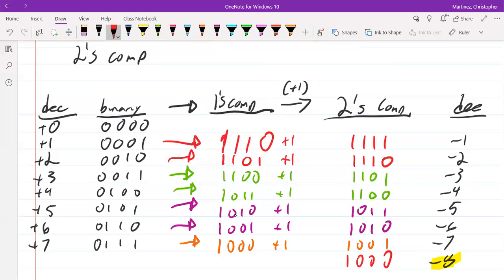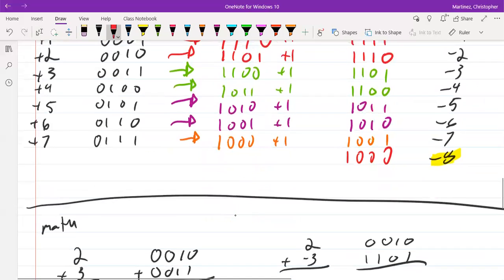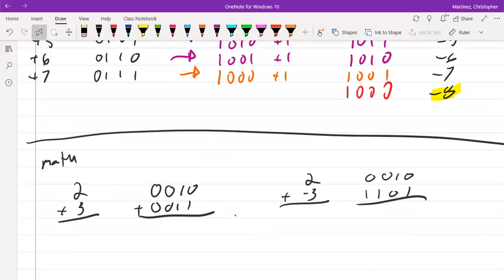No matter how many bits you go, let's say we went to 5 bits, the extra digit you're going to have will always be that 1, 0, 0, 0, 0. That first one and all zeros is always going to be your extra digit. All right, so let's do some math operations. That was the reason why we wanted to move to 2's complement, to get rid of this end around carry.